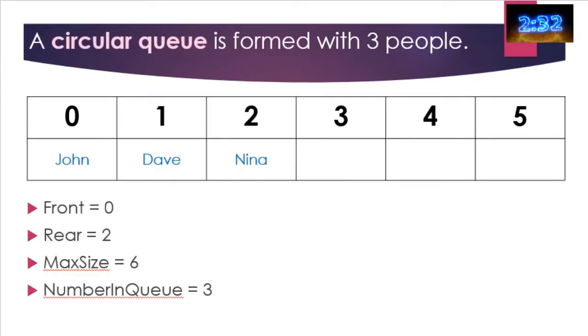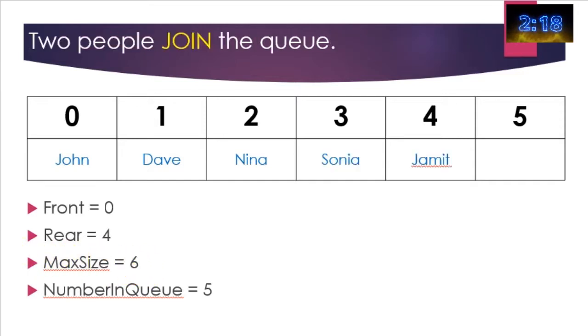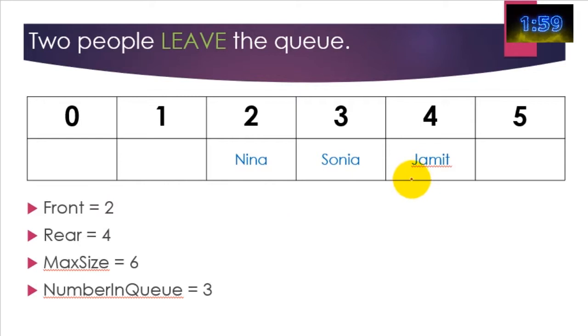With a circular queue, you have, say, John, Dave and Nina, 3 people in the queue at indexes 1, 2 and 3. The front is 0, the rear is 2, and the maximum size is 6. That's all good and well. But if a new person joins, or in this case 2 new people join, they're simply added to the back of the queue. Great, no problem. Now when somebody leaves, you'll notice that the people have left the queue. The front has moved to 2 and the rear has moved to 4, so that our queue remains in order. The number in the queue is still 3, which is fine because we have 3 items.